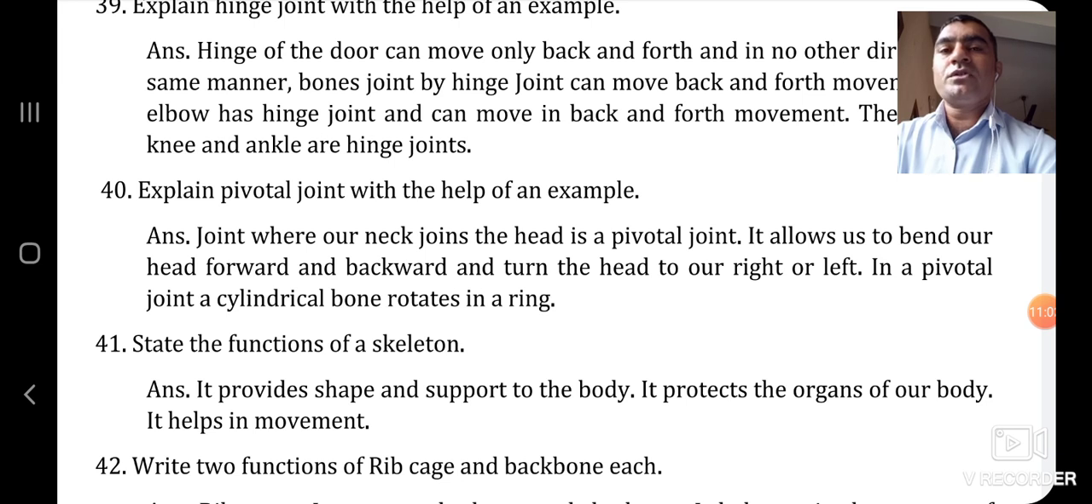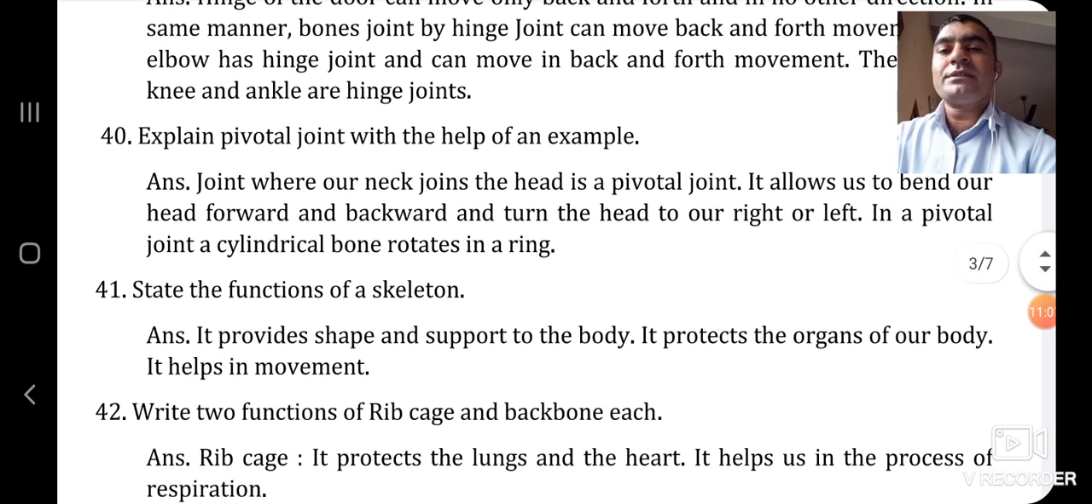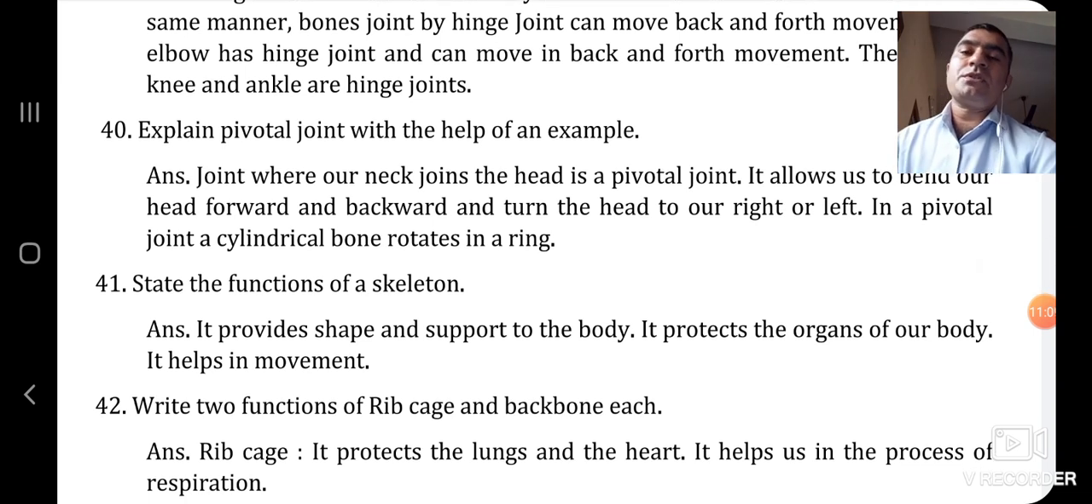So we have to write the function of both rib cage and backbone. So rib cage, it protects the lungs and heart. It helps in the process of respiration. What is the function of rib cage? It protects the lungs and the heart and it helps in the process of respiration.